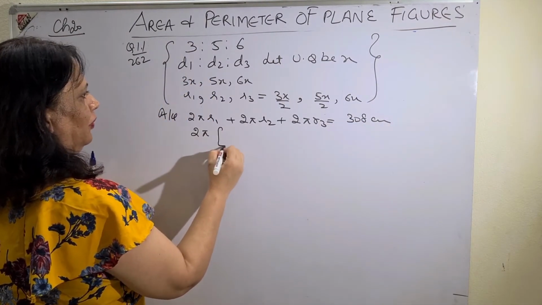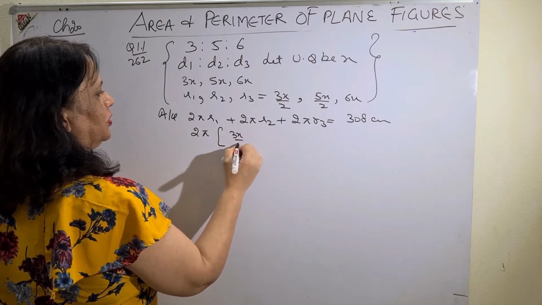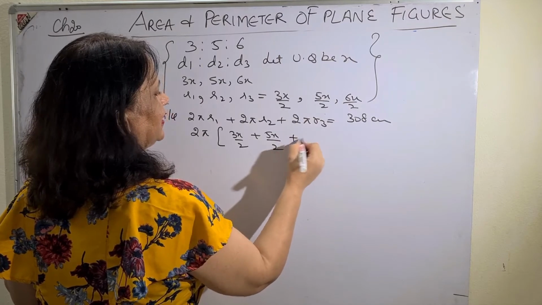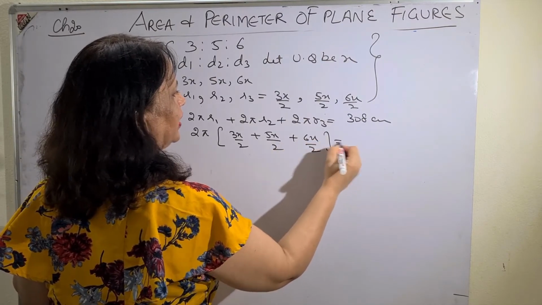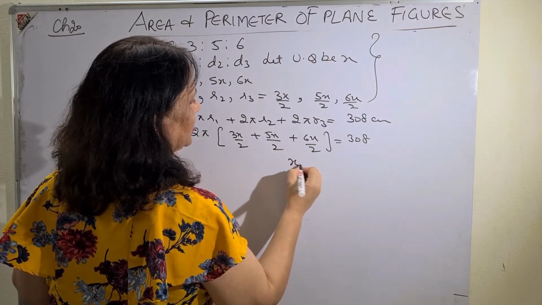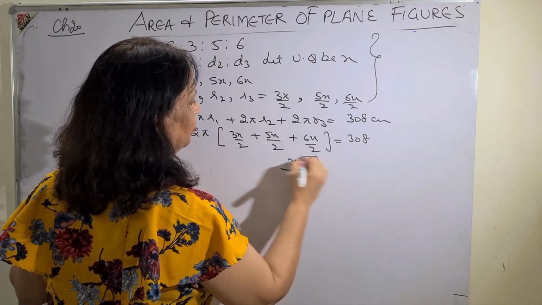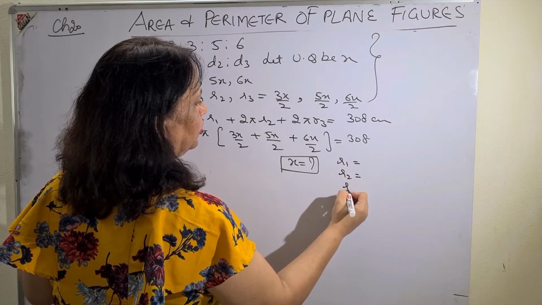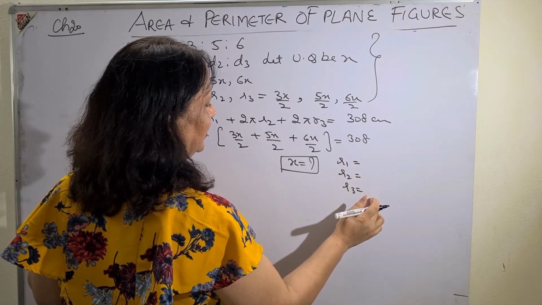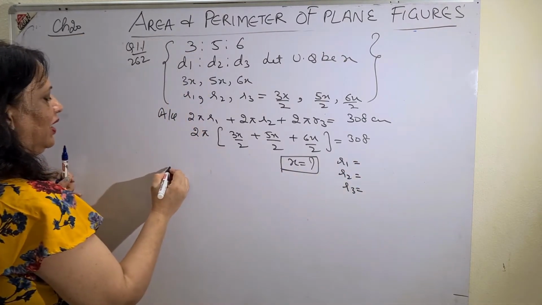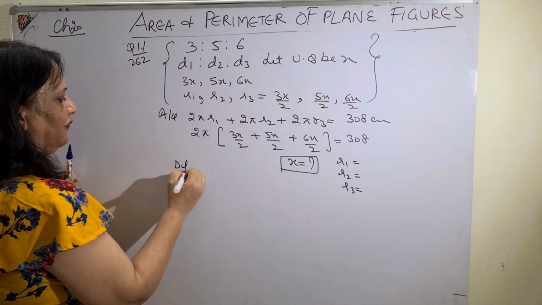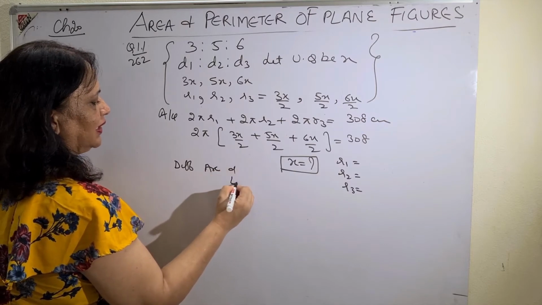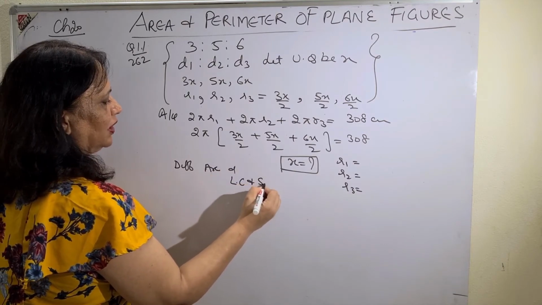2 pi you take common, you write 3x by 2 plus 5x by 2 plus 6x by 2 is equal to 308. Please find x. Once you find x, substitute in R1, R2, R3. You will get the 3 radii. At last they have asked you to find the difference between the areas of the larger circle and the smaller circle.